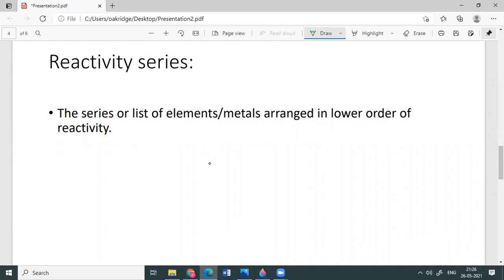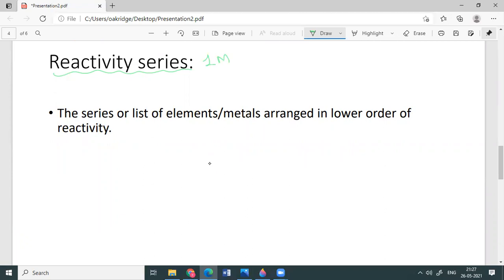So here in chemistry, we have a list of elements which are well proven by the scientists. They have proven it in their labs and told that this is the list of the elements from higher reactivity to lower reactivity. So reactivity series, they can ask in an exam for you to define. It can be a 1 mark question, and they can ask you examples. It can be together a 3 mark question.